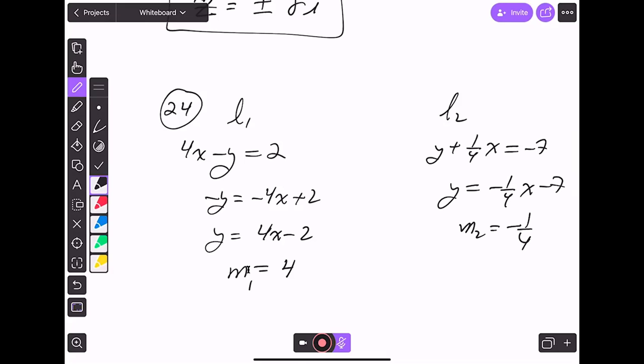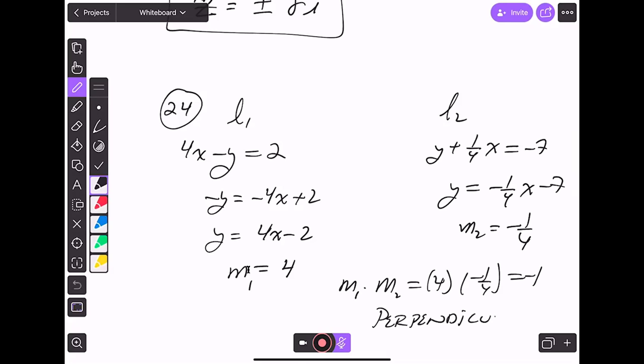Now I hope you realize that m1 does not equal m2. However, m1 times m2 equals minus 1. What does that tell me? They're perpendicular. Look at the key. Make sure you understand it's given to you. And they do say they're perpendicular because their product of slopes is minus 1. All right, let's go to 25.